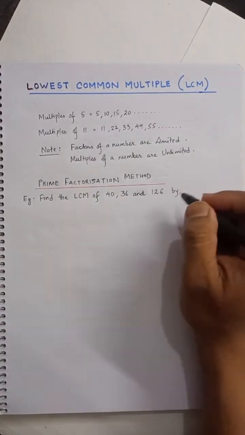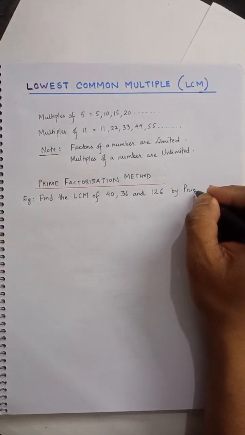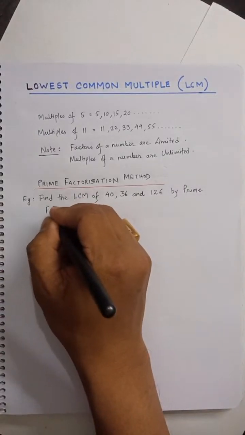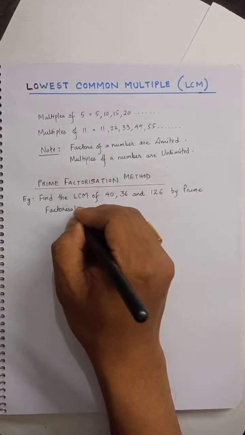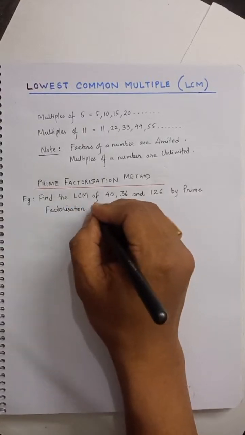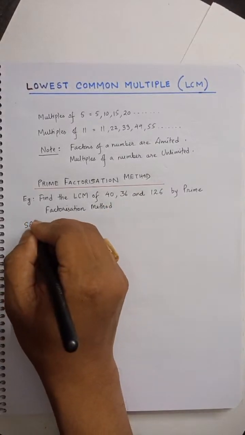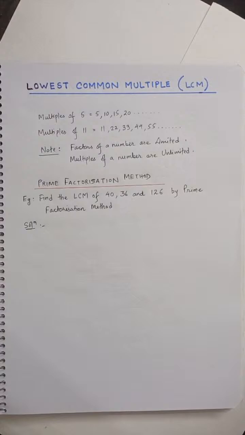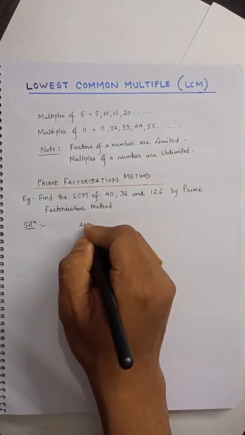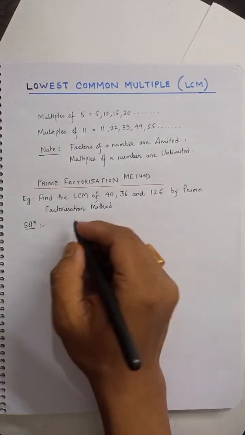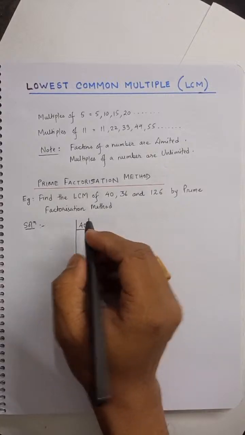Find the LCM of 40, 36 and 126 by prime factorization method. I hope my handwriting is understandable. Okay, so we'll start with the prime factorization of 40. So what is the smallest prime number? Smallest prime number is 2. So we'll divide 40 by 2.